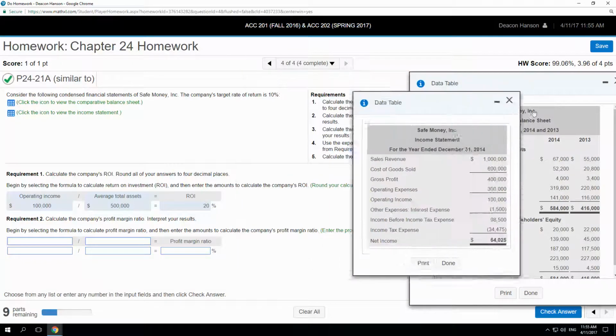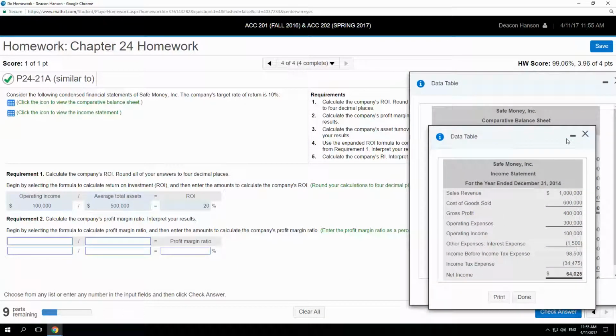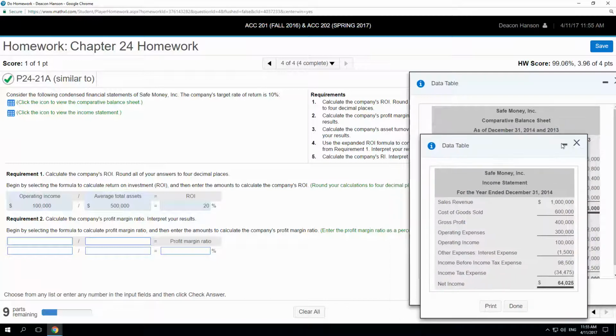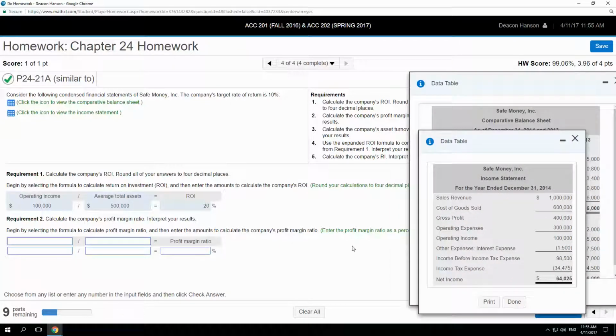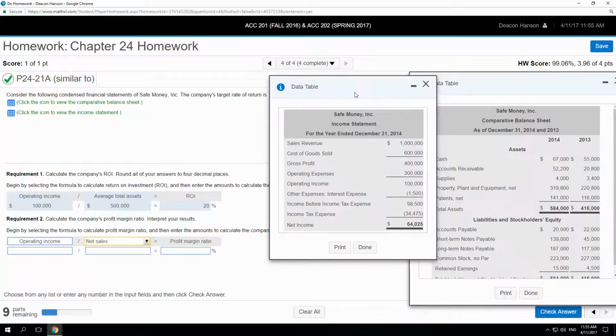Now let's see, what do they ask for next? They ask us to compute the profit margin ratio. Okay. So again, we're going to take our operating income and divide by our net sales. In this case, our net sales is going to be this sales revenue figure of 1 million. And our operating income is 100,000. So we got a profit margin ratio of 10%.